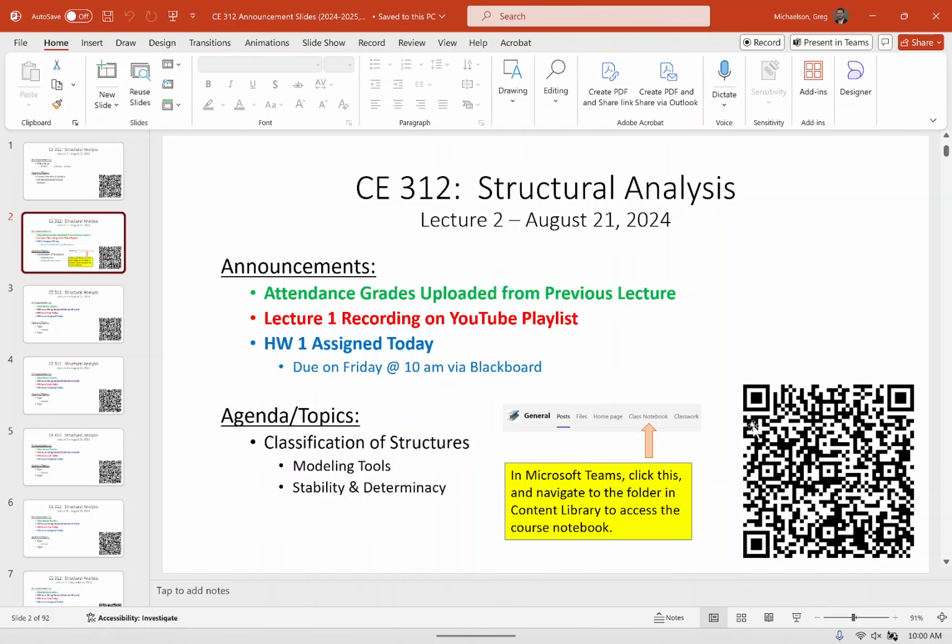All right, everybody, let's get started. Lecture 2. Couple of housekeeping items. So I've gone ahead and updated the attendance grades from the first lecture. If you review Blackboard, you should see that if you were here on Monday, you have 100 in the class, right? Because that's the only grade we have on file right now, the attendance for Monday.